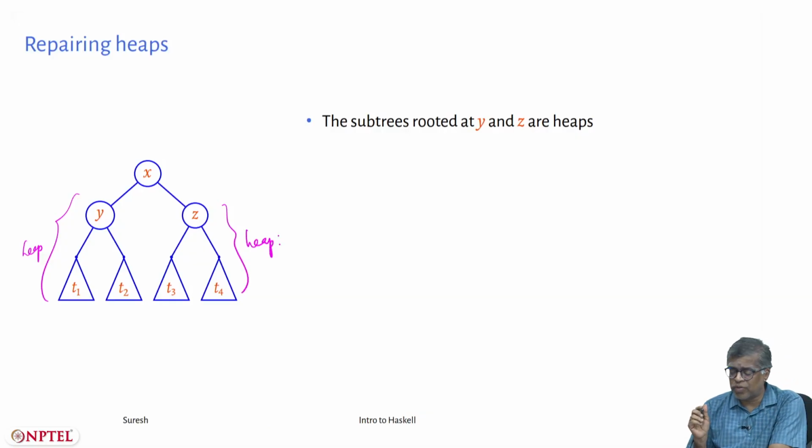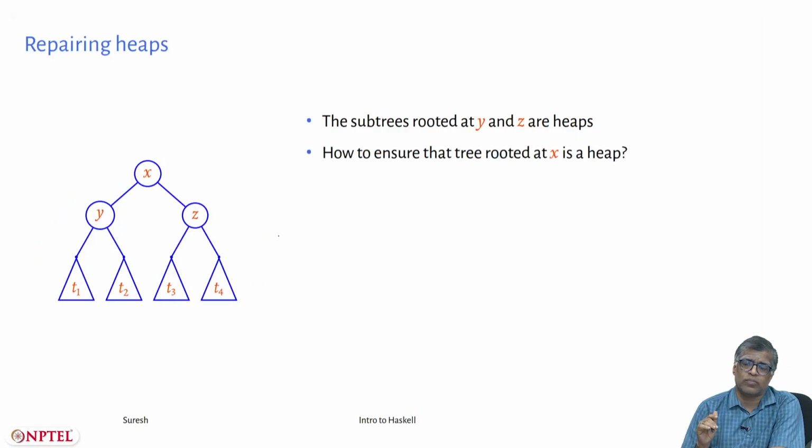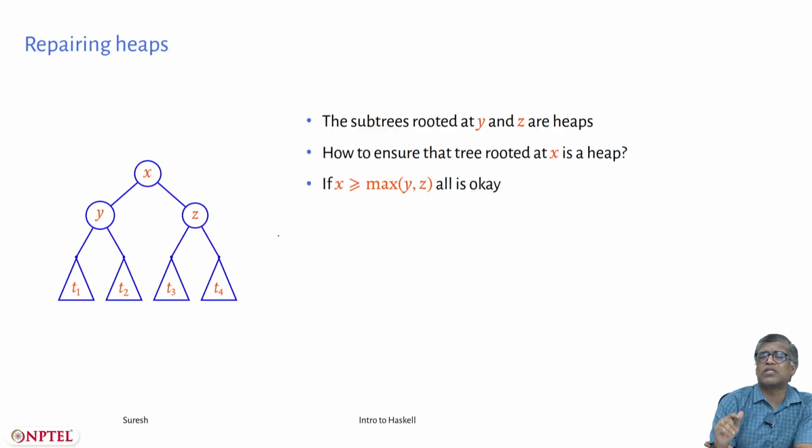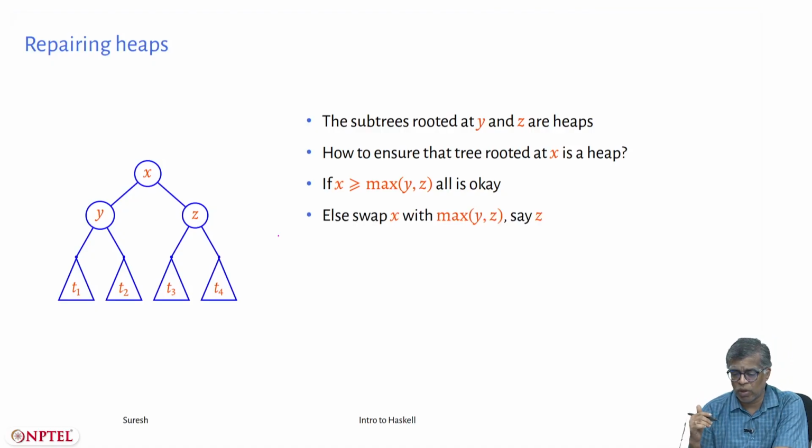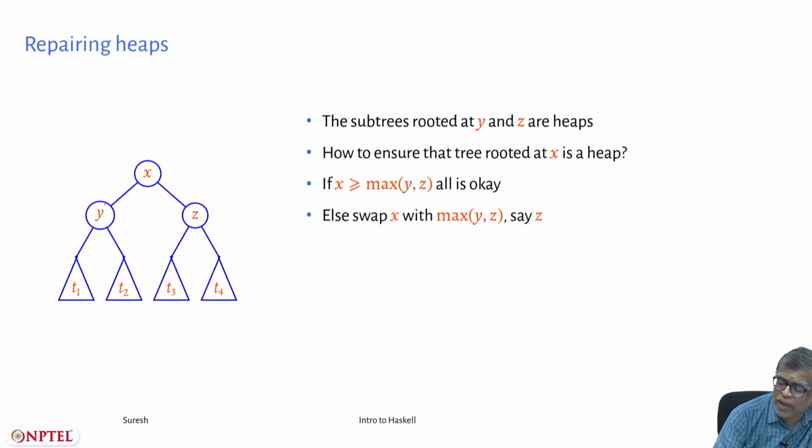Let's say there is a violation of the heap property at the root. How to ensure that the tree rooted at x is a heap? If x is greater than or equal to max of y, z, all is okay. You don't need to do anything. Else, you have to swap x with max of y, z. So let us say z is max of y, z. So you will swap x with z. And you can put z there because z is anyway max of y and z. z is already greater than or equal to y. So you can always put z in place of x. And x can come down and it is still fine because x was okay.